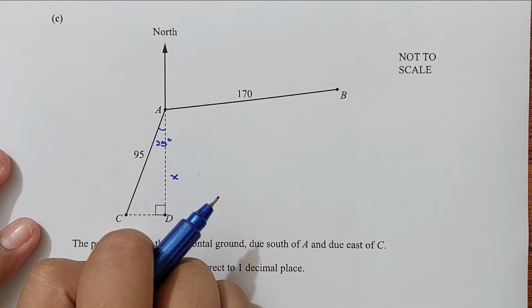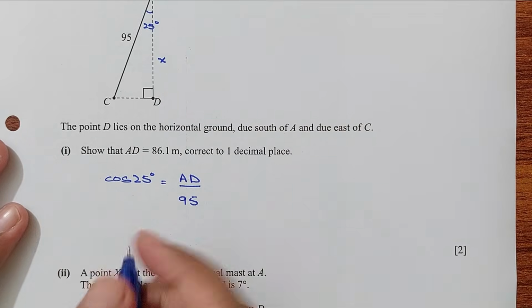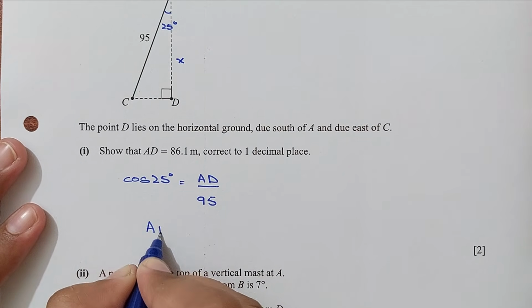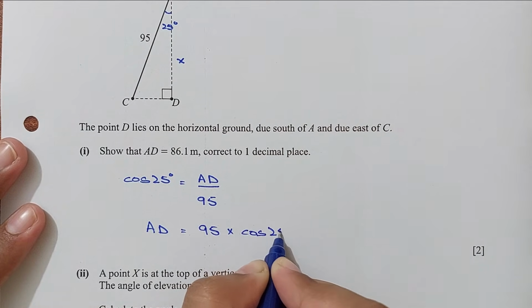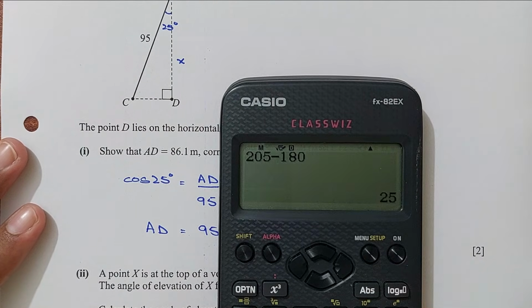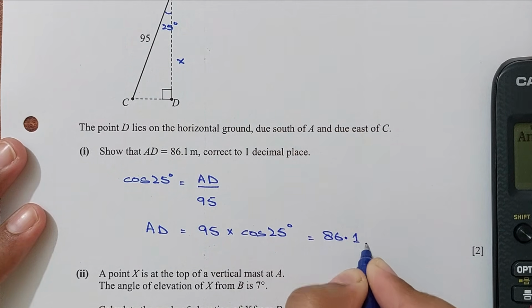So this is opposite, adjacent and hypotenuse, using the ratio for cos. So we can say cos of 25 degrees is the adjacent side AD over the hypotenuse 95. Okay, so AD equals 95 times cos 25 degrees. All right, so cos of 25 multiply 95, this is 86.1. 86.1, correct to one decimal place.